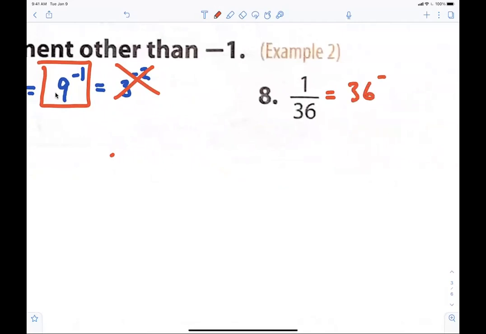Negative what? Yes, sir. That's right. 36 to the -1. I am totally okay with that. I also know that 36 is what squared?